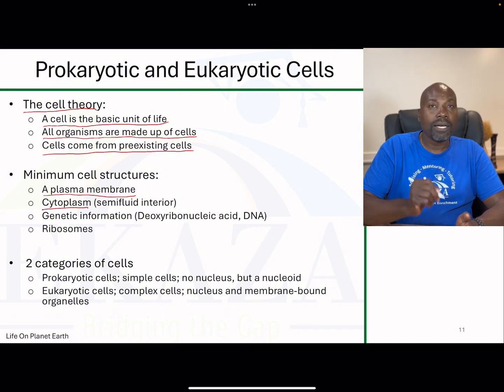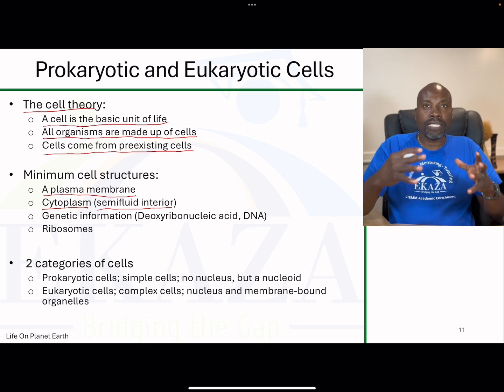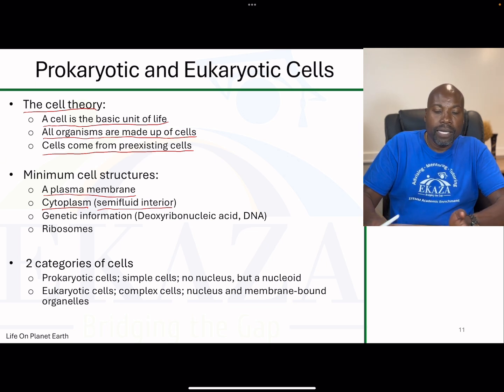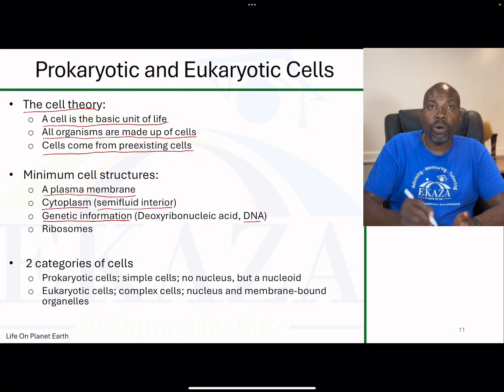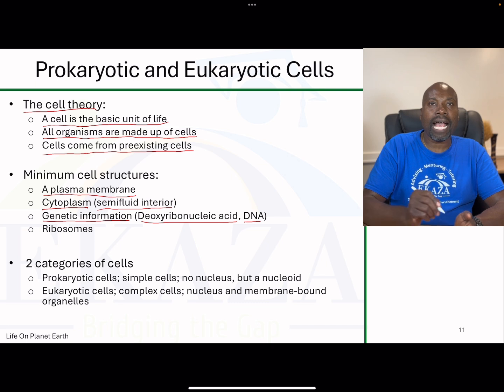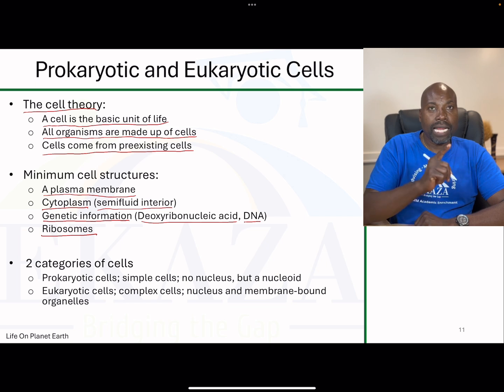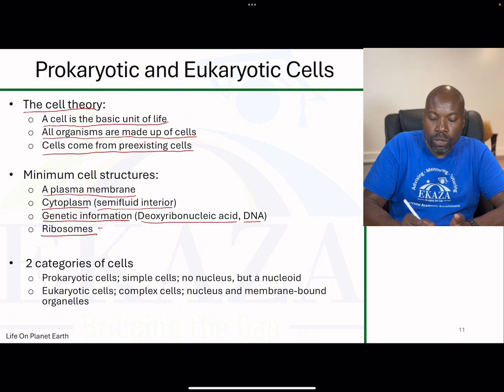What is a cytoplasm? A cytoplasm is a semi-fluid substance in the inside of the cell within the walls of the plasma membrane. It holds some genetic information in a form of DNA, also called deoxyribonucleic acid. I want you to remember that. And the ribosomes. Now, let me tell you up front that the job of the ribosomes is to do protein synthesis. I want you to remember that.